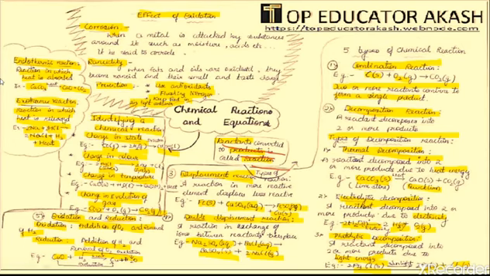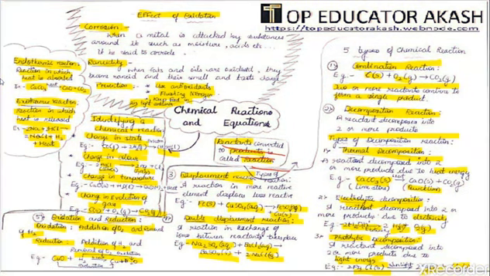Another reaction is the exothermic reaction. It is a reaction in which heat is released. Example is Na, sodium. When it is mixed with HCl, hydrogen chloride, then NaCl, sodium chloride, and H2 gas are released. Along with it, an enormous amount of heat is released. You can see the release of heat. This is an exothermic reaction.